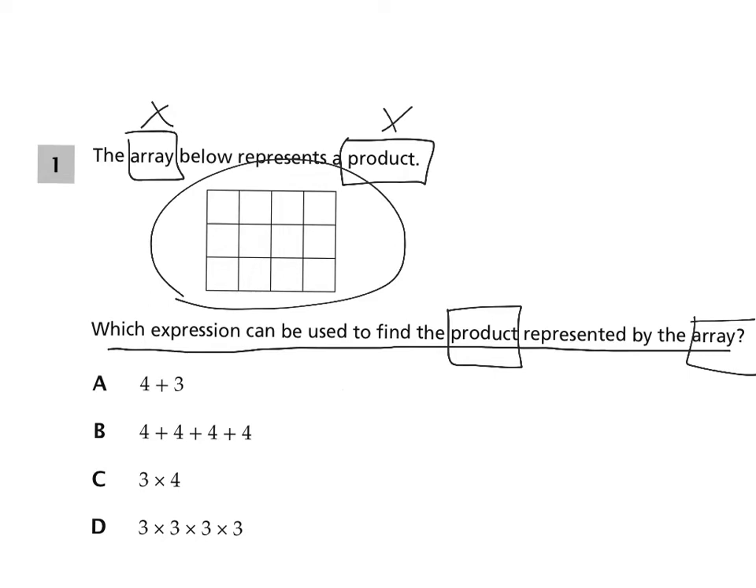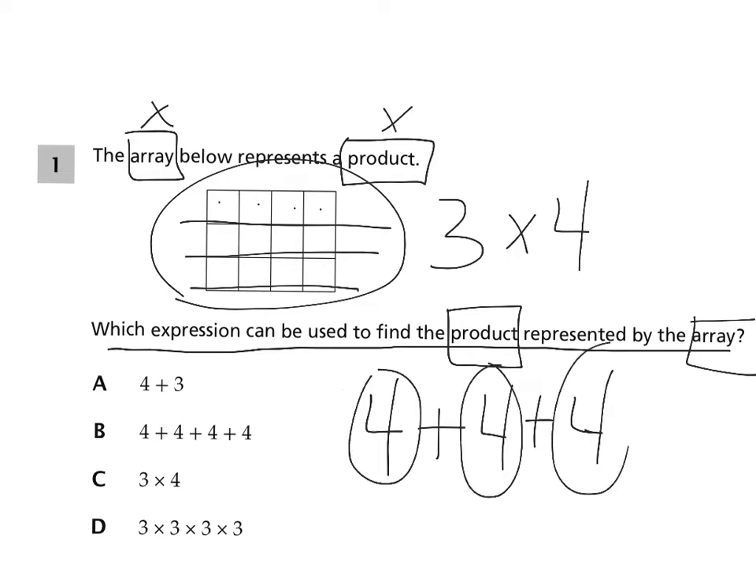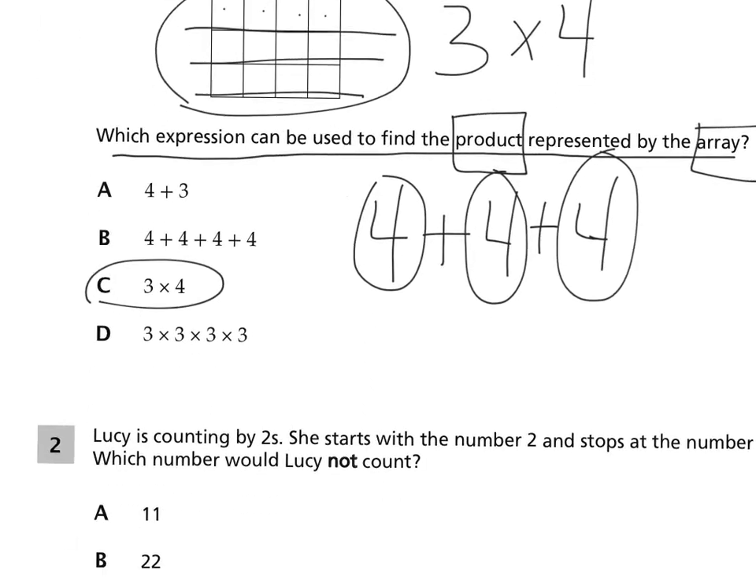So we know when we're looking at array, we want to look at our rows first. There are 3 groups with 4 in each group. If we were to write this as addition, we could do 4 plus 4 plus 4. And they ask for an expression, so we don't even need 3 groups of 4. We don't even need the answer because there's no equal sign in an expression. So looking at our choices now, we see that C is our choice.